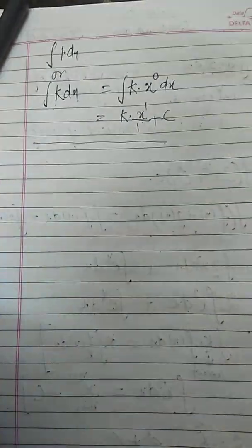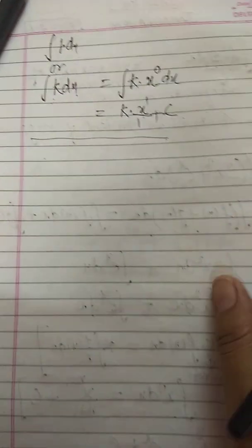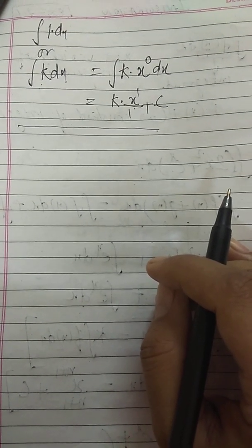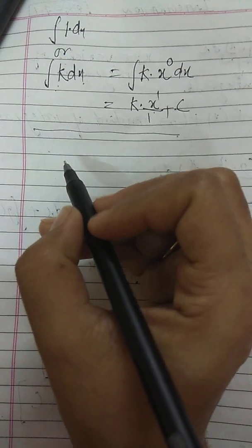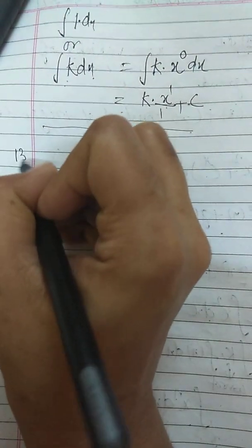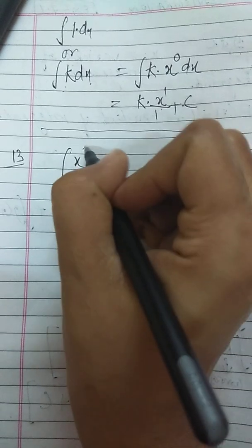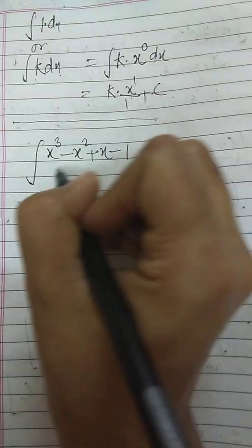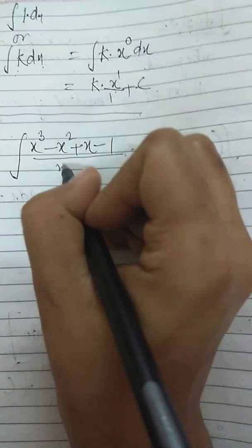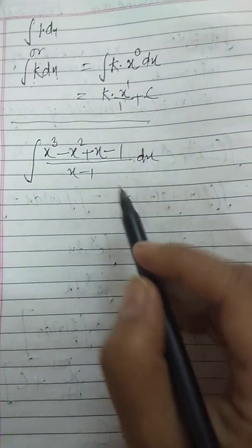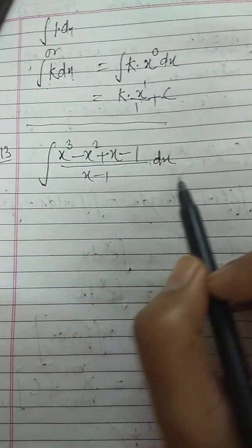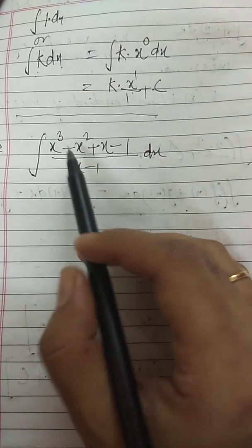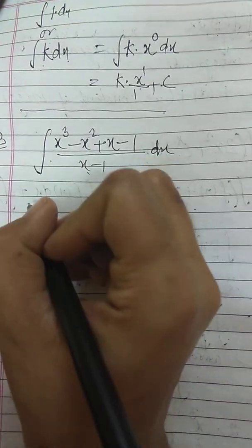Okay, and let us discuss one more sum here. Sum number 11, we will separate the terms, and different integration can be done. Let us do sum number 13. Sum number 13 is the integral of x cube minus x square plus x minus 1, whole divided by x minus 1, dx. Till now, no formula is given for how to integrate if the function is in rational form. But if you notice here, we can simplify this given function easily.